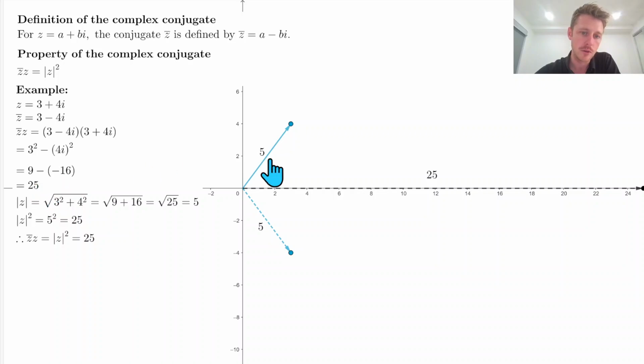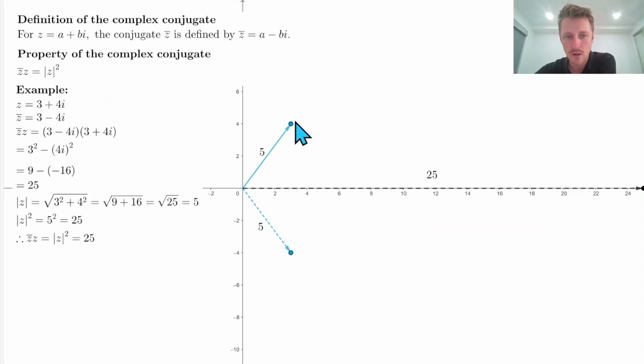And so that's essentially it. We know that the modulus of z is 5. We know that the length of this line is 5. And then if we square it, we get 25. So it's basically just saying the same thing. Just to summarize, taking the conjugate of a complex number, multiplying it by itself is just equal to the modulus of that complex number squared.